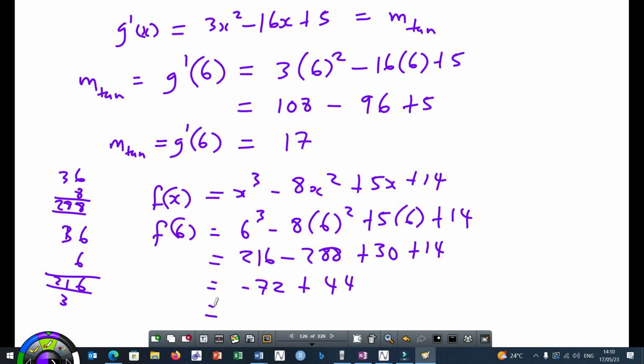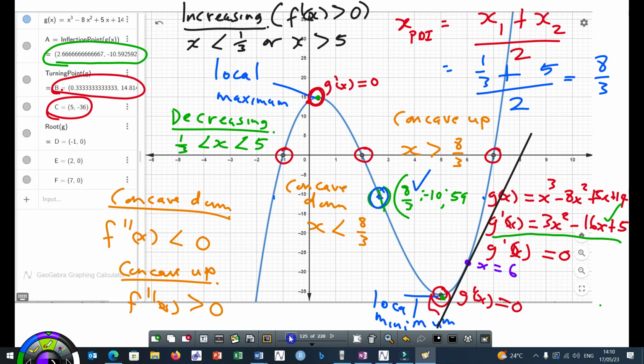Please can you help me to check this. I get minus 28. That's what you got. Sorry, there's a minus here, so that's alright. So the value of y at that point is going to be minus 28.